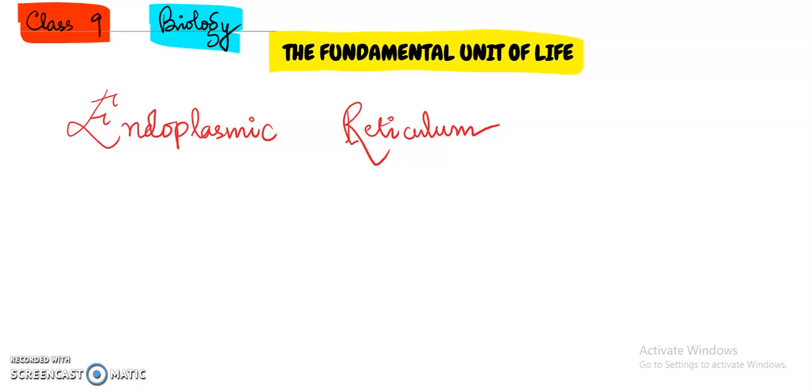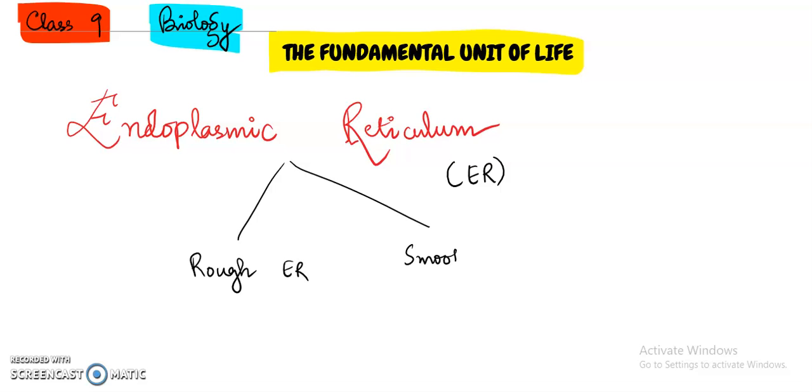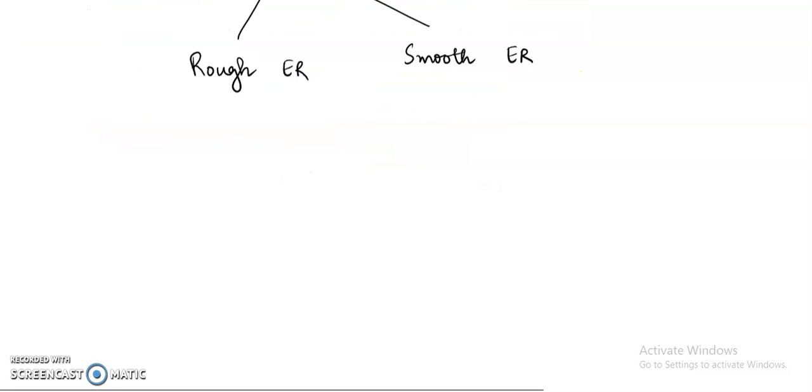We are discussing the fundamental unit of life, and in this video we will discuss an important cell organelle which is known as endoplasmic reticulum. Now endoplasmic reticulum is also abbreviated as ER. This endoplasmic reticulum is of two types. It could be rough ER or it could be smooth ER. Okay. Now what is the basic difference between the rough and the smooth ER?